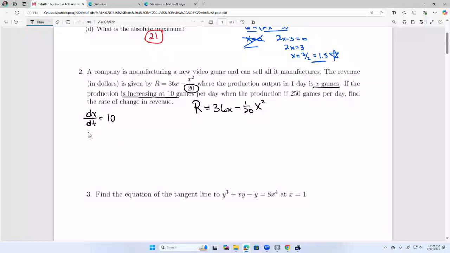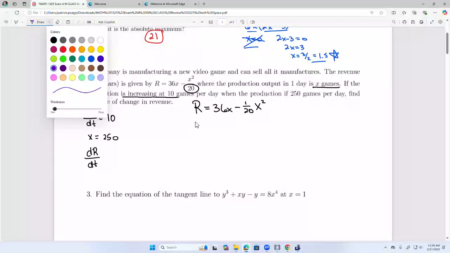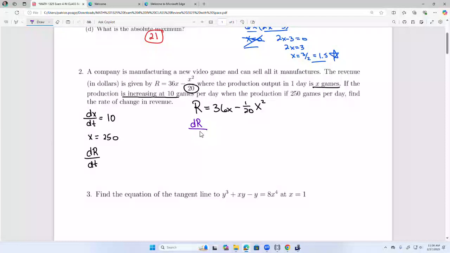When the production, when X, is 250, find the rate of change of revenue. So I'm looking for the derivative of the revenue with respect to time. So taking the derivative of my revenue equation here, derivative of r is 1, but I just took the derivative of r with respect to time. Derivative of 36x is 36, and I just took the derivative of x with respect to time.